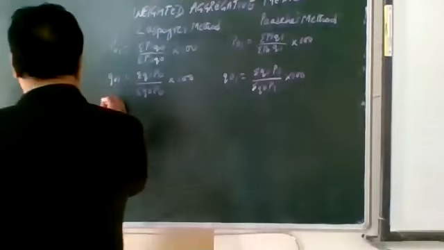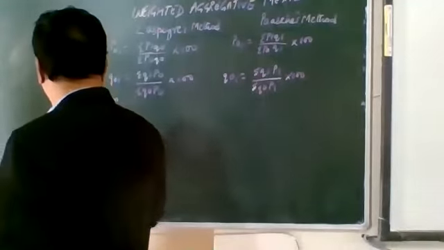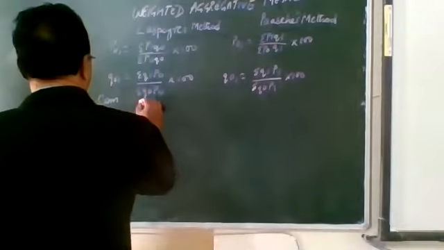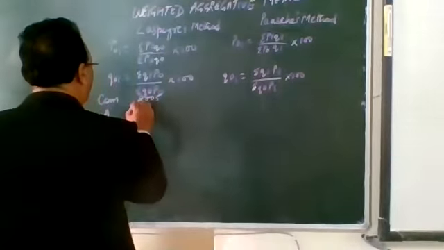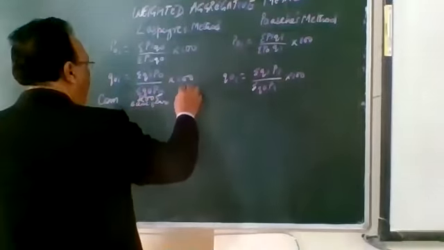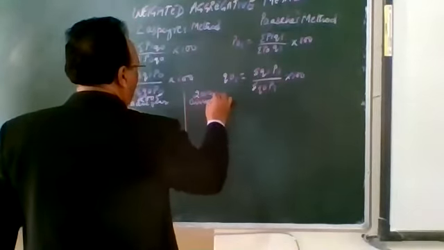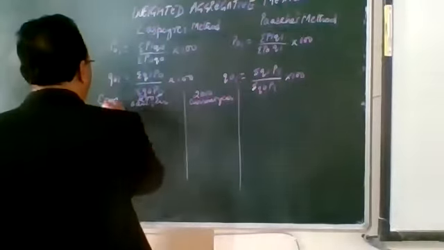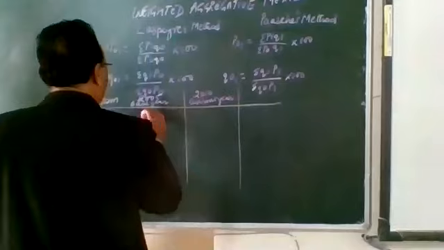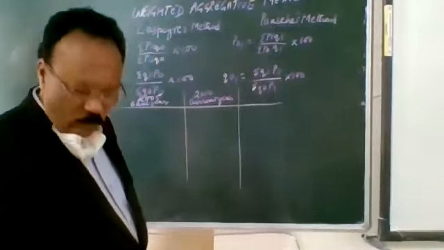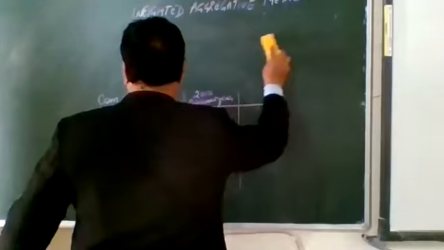Now, commodities are given: A, B, C and D. These are 4 commodities. 2005 is used as the base year, and we have 2010 as the current year. Price and quantity are given. I'll have to make some room over here, so I'll just wipe out this top portion, wipe out these formulas and keep this on top.